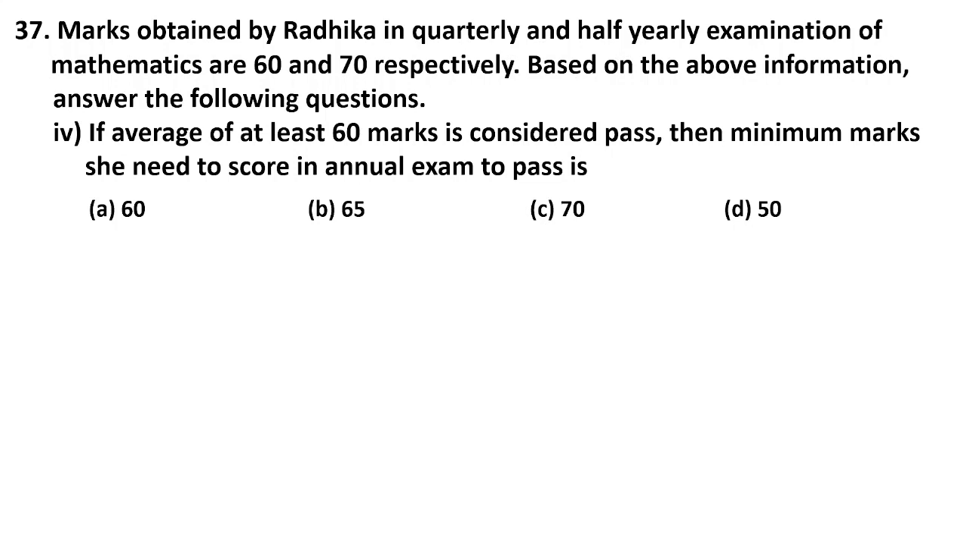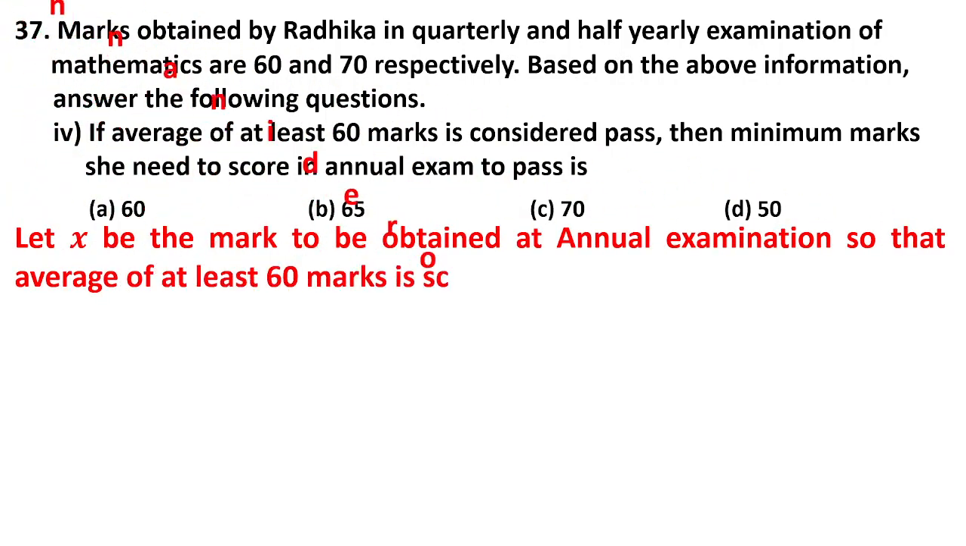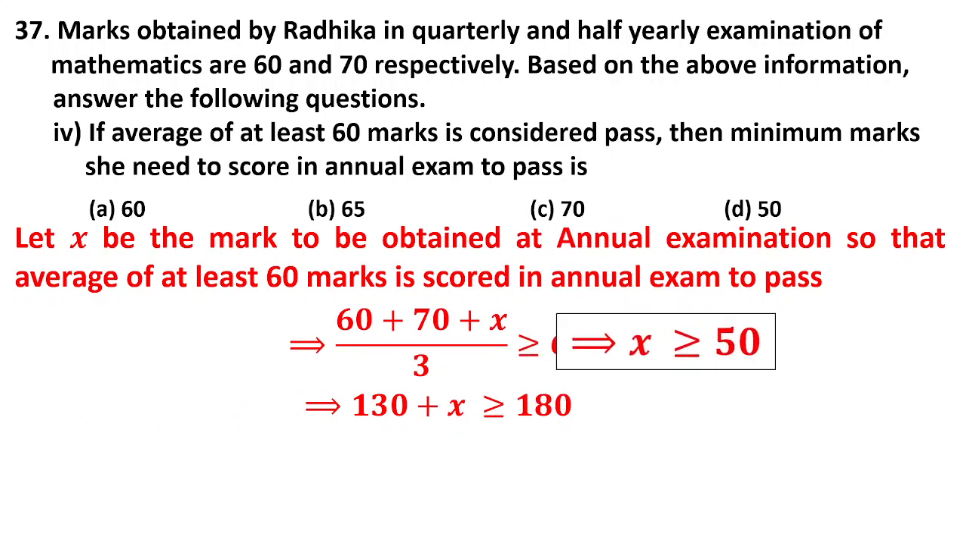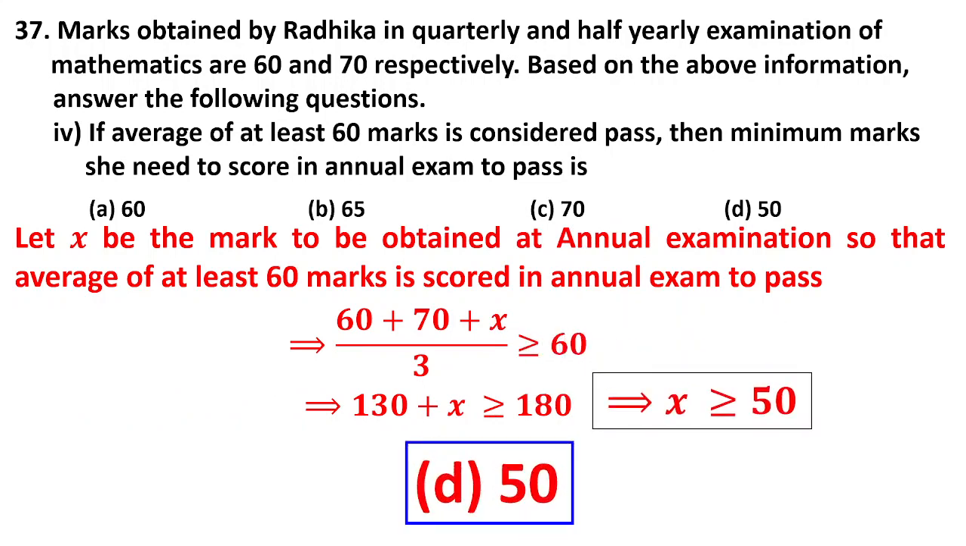Fourth one, if the average is at least 60, then what is the minimum mark you should need? I am taking it as x, and therefore the average should be greater than or equal to 60 because it is at least. Therefore, I am getting x greater than or equal to 50. Therefore, the correct option is D, 50.